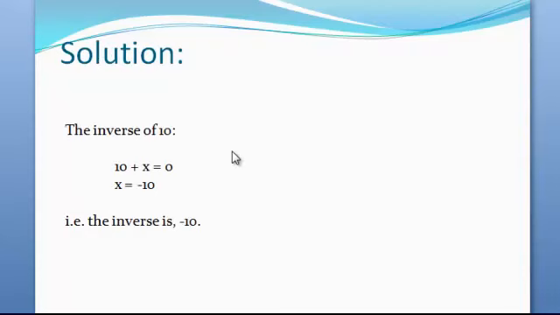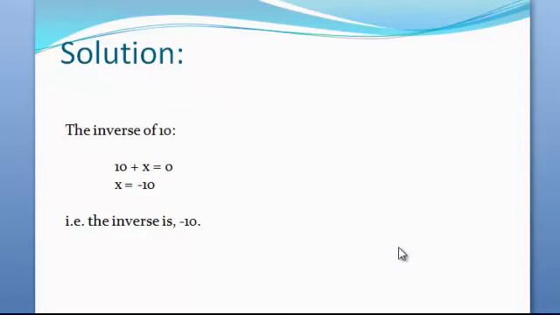So the inverse of 10 is basically, as I said, 10 plus x is equal to 0, and we make x the subject of the equation. Now, to make x the subject of the equation, we want to get x alone on the left hand side. And to get x alone on the left hand side, we subtract 10 from both sides of the equation. So we subtract 10 from the left hand side, and that will be 10 minus 10, that will be 0. So we have x alone on the left hand side, and that is equal to 0 minus 10, or x is equal to minus 10. So minus 10 is the inverse of 10 under addition.